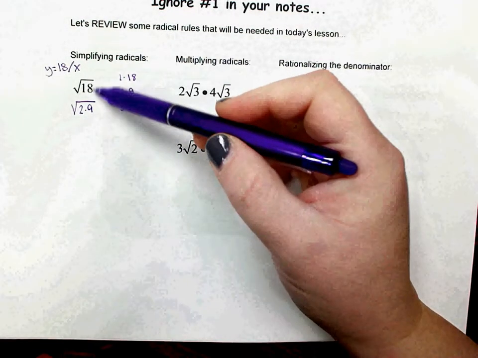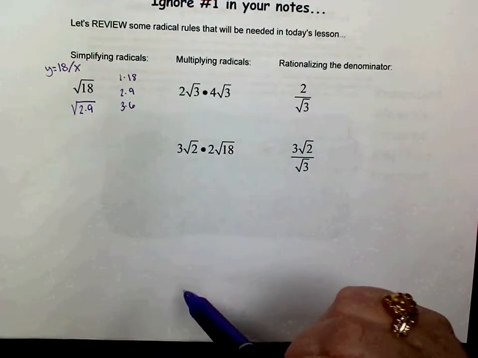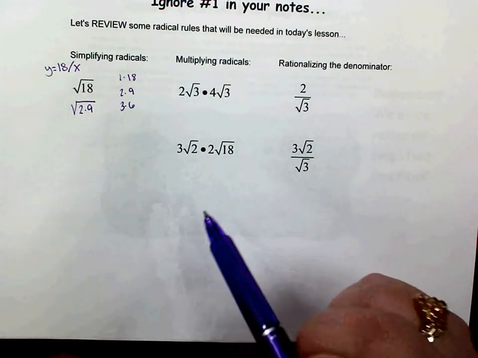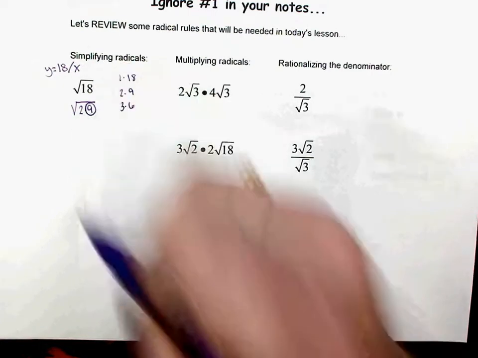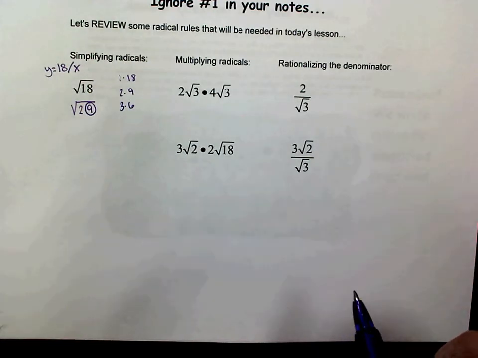Now those have the exact same value. 18 and 2 times 9 are exactly the same thing, but 9 is a perfect square. So I'm going to circle the 9. Sorry for the music, I'm going to keep going though.